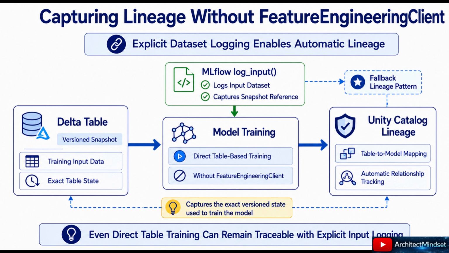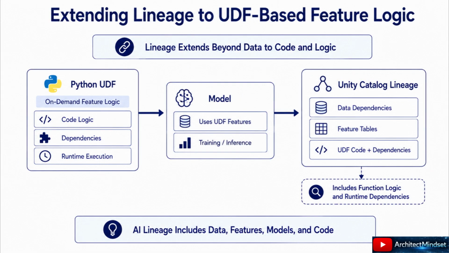If a model is trained directly on a table without using the FeatureEngineeringClient, lineage can still be improved by explicitly logging the input dataset with MLflow functions. This flags the exact Delta table snapshot used for training, prompting Unity Catalog to generate the table-to-model lineage automatically. If your client uses Python user-defined functions, UDFs, to compute real-time on-demand features, the code and dependencies of that function are also bound to the model's lineage graph.